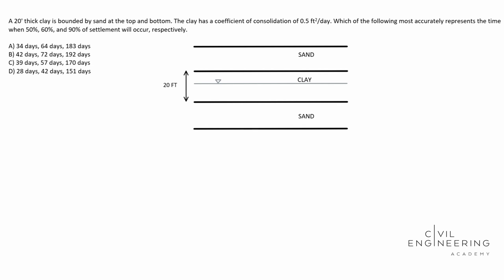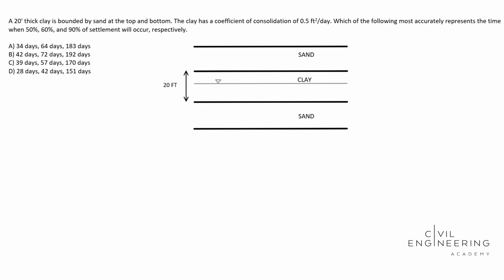So today we have a soil mechanics problem, and in particular, this is a soil consolidation problem. And here's what the problem says. It says a 20-foot thick clay is bound by sand at the top and bottom. The clay has a coefficient of consolidation of 0.5 square feet per day. Which of the following most accurately represents the time when 50%, 60%, and 90% of settlement will occur respectively?